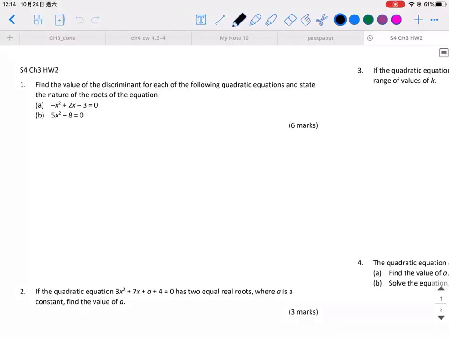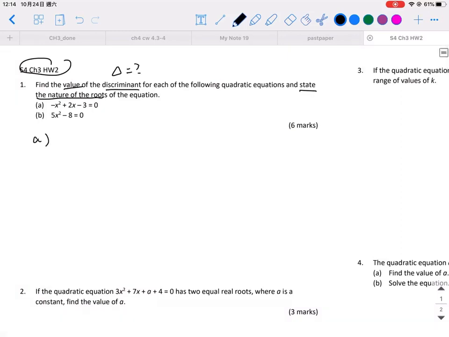Of homework 3. Okay, homework 2 of chapter 3. So for part 1, find the value of discriminant. Okay, the first part is find the discriminant equal to what? And then based on the value of discriminant, we need to state the nature of roots. Okay, so maybe two real roots, or double roots, or no real roots.